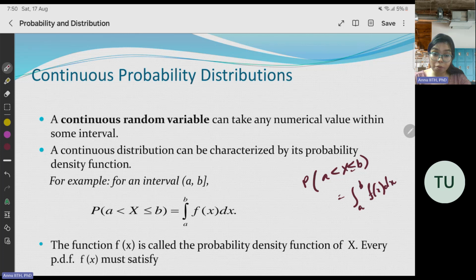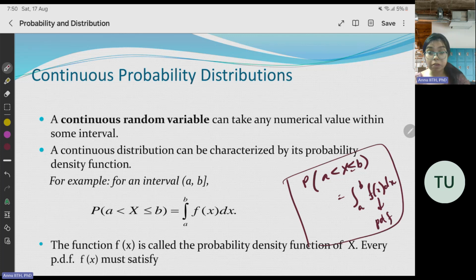Last class I told you what PDF and CDF are. So this is the PDF. The calculation of probability using the PDF is different from the CDF. What is the CDF in this case? The CDF will be the integral from minus infinity to x of f of x dx. So here x is there, and from minus infinity it is calculating. So this is the CDF.